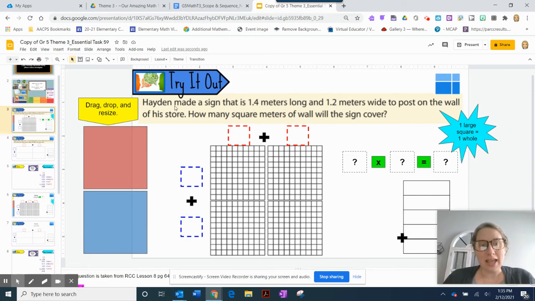Hayden made a sign that is 1 4/10 meters long and 1 2/10 meters wide to post on the wall of his store. How many square meters of the wall will the sign cover?